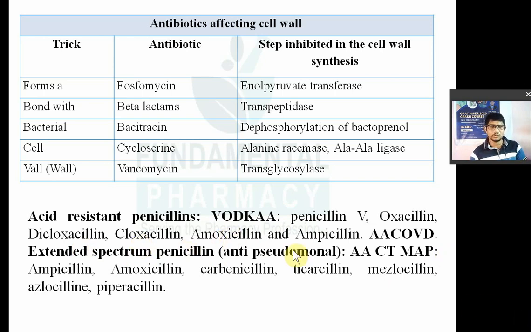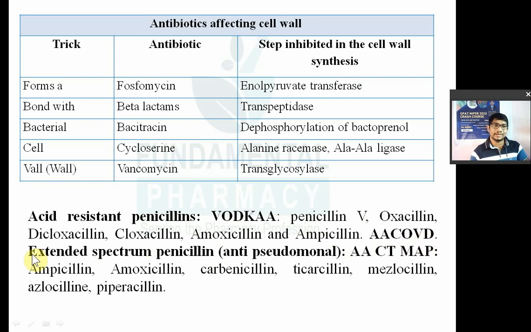Or you can remember this by another way. A COVID ऐसा एक टर्म है. A COVID: A for ampicillin, A for amoxicillin, C for cloxacillin, O for oxacillin, V for penicillin V.